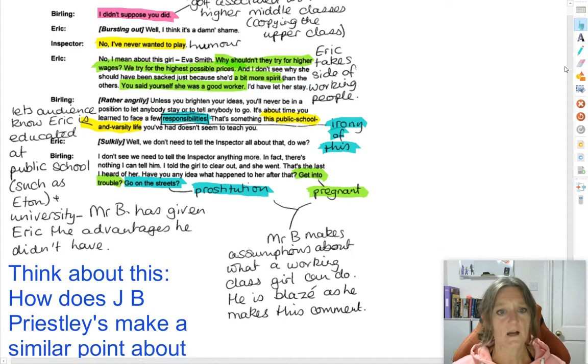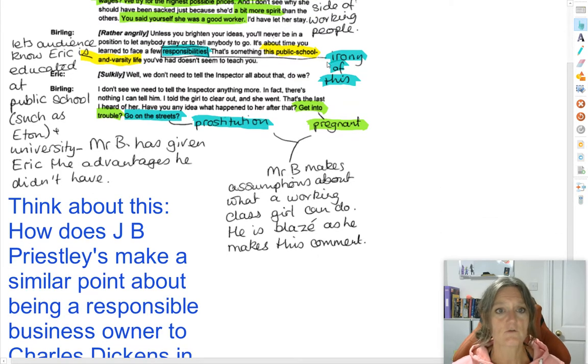And then again, we've got this irony of responsibilities. "It's about time you learned to face a few responsibilities." He means about running a business and about that responsibility for making profit, for making as much money as you can. But this is highly ironic, because when you're taking responsibility for making money, you're not taking any responsibility for making sure that your employees can afford a roof over their head, or have a good meal at the end of the day and can live in good condition. So it's highly ironic that for Mr Birling, his responsibility is about making profit by being harsh on your employees in a business, whereas actually your responsibility should come to humanity first.